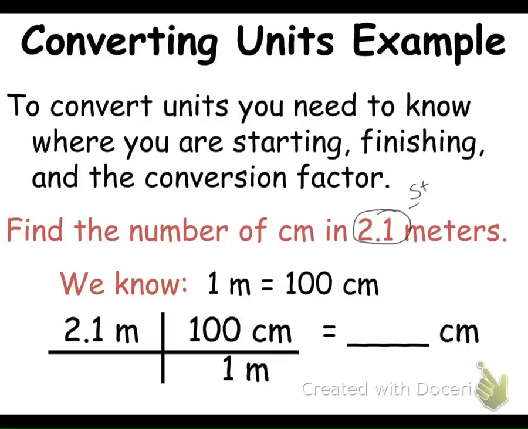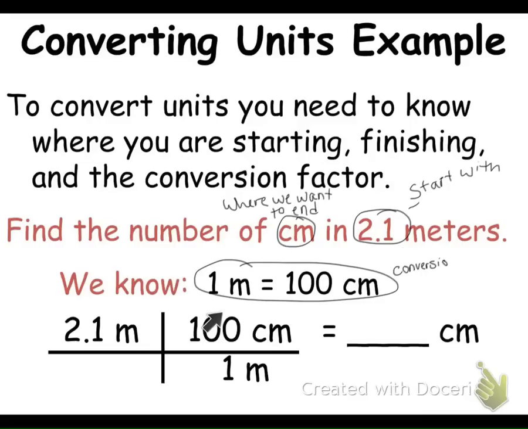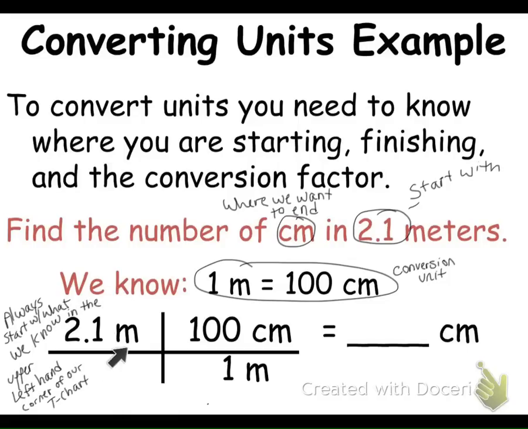So in this example here, the first thing I know is I'm starting with 2.1 meters, and I know I want to end with centimeters, and I know that I have a conversion unit. I know I can go from meters to centimeters. So the first thing we want to do is always set up what we know in this upper left-hand corner of the T-chart, and we always want to make sure that we've got our units in there as well. So units are always really, really important.